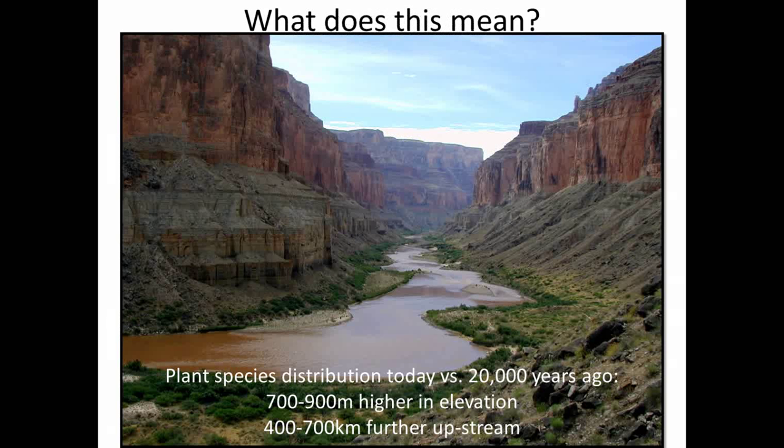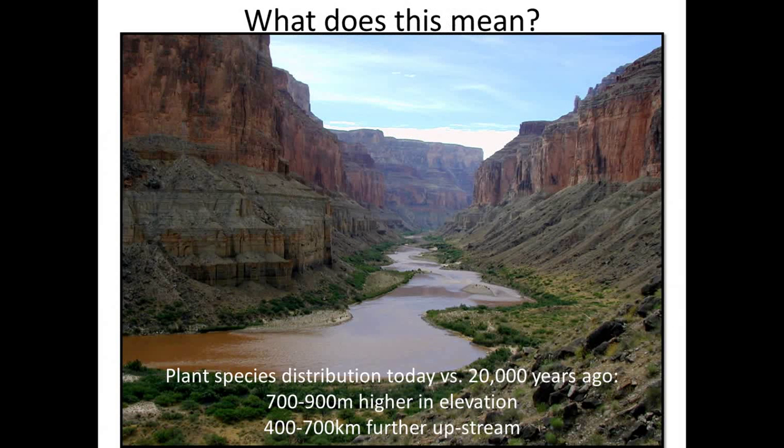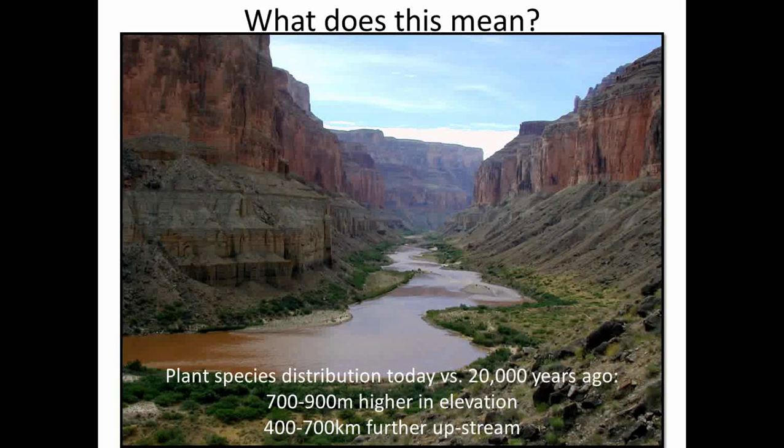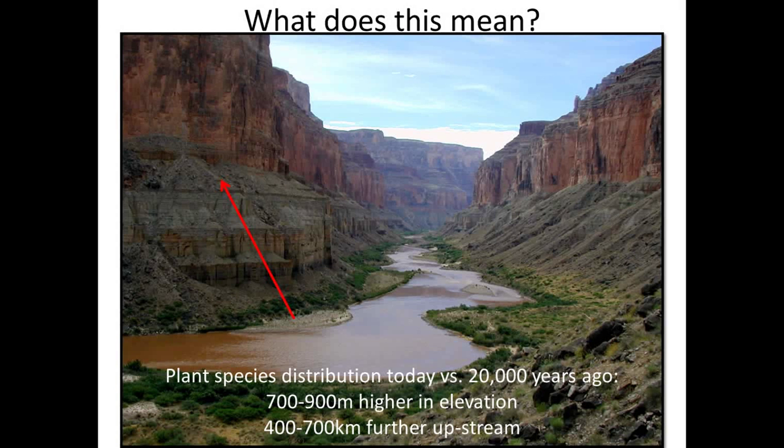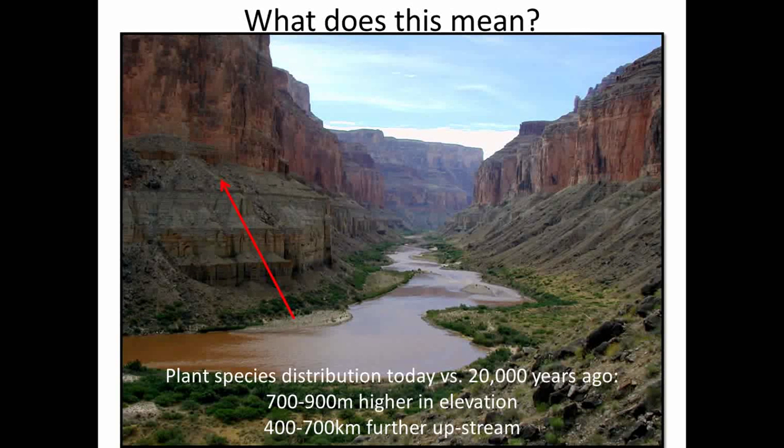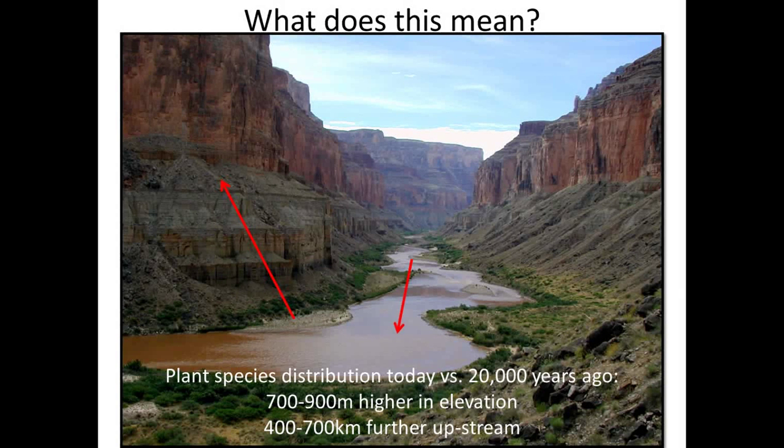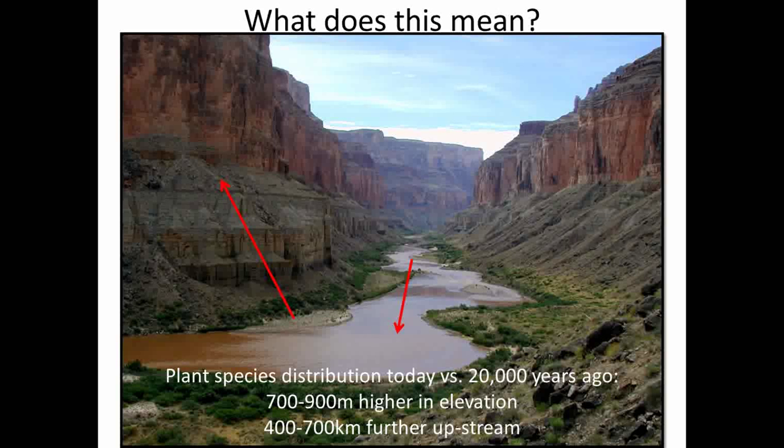So what does this mean? Well, for this particular area, the Colorado River and Plateau, plant species are now 700 to 900 meters higher in elevation, so they've retreated up into the hills. And they've also retreated upstream, so they've moved about 400 to 700 kilometers in their range up the Colorado River than they were 20,000 years ago in the late Wisconsin.